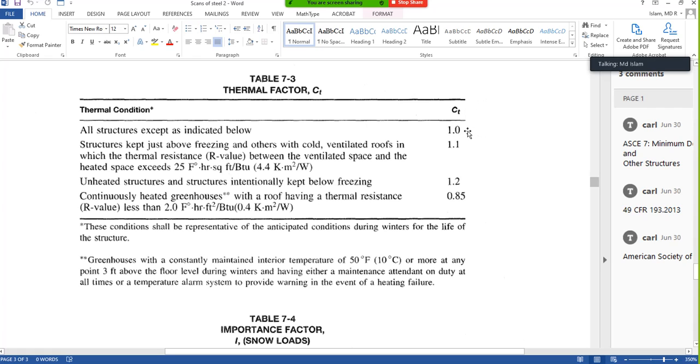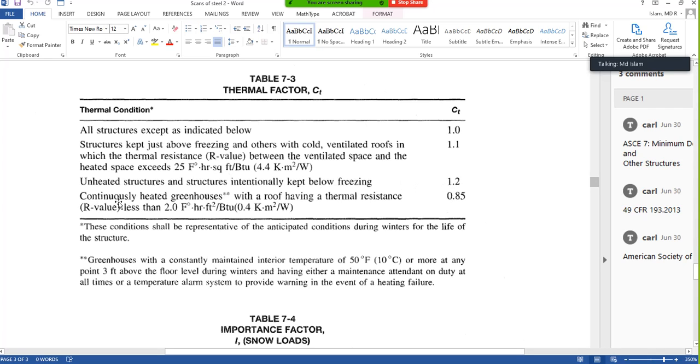Now CT, very brief summary, always one. Sorry, I should not say always one, mostly one. One means our normal building, that is one. Category number two, if you read, you will see structure kept just above freezing. That means you will always turn on your heater to keep the temperature above freezing, above 32. For this case it is 1.1. This category, unheated structure, that means you do not heat it. It's an agricultural storage type building. In that case, it is 1.2, that we do not heat at all. We never touch it. It is just in nature. For that case it is 1.2.